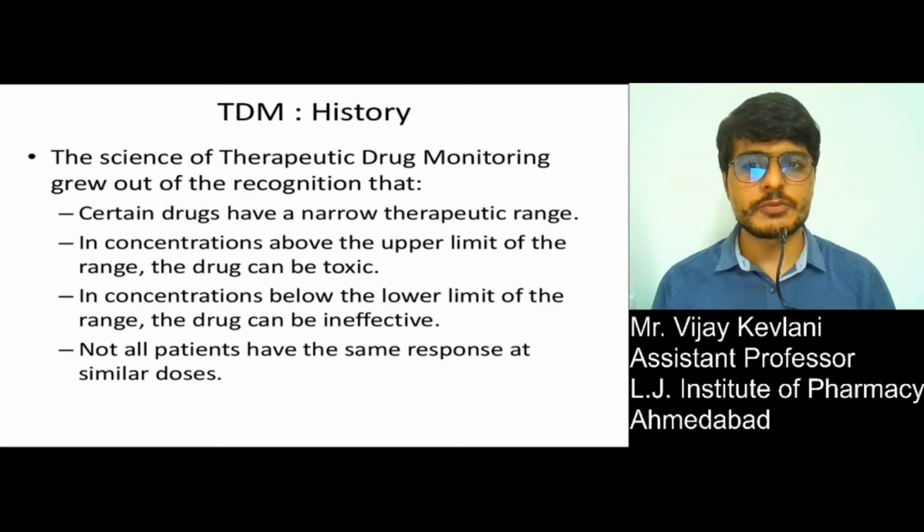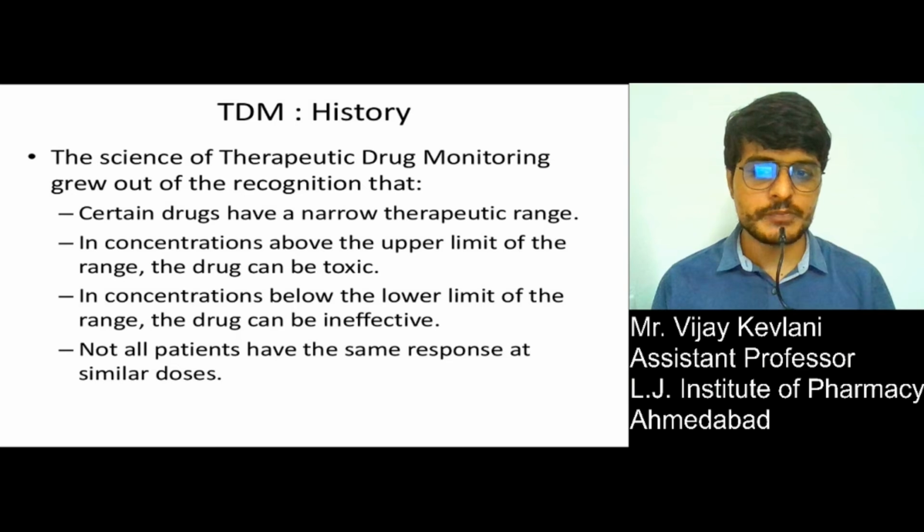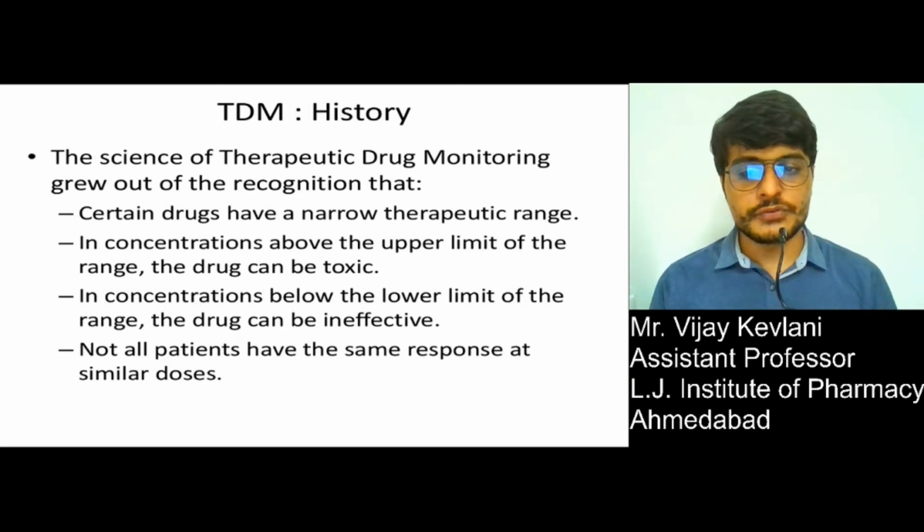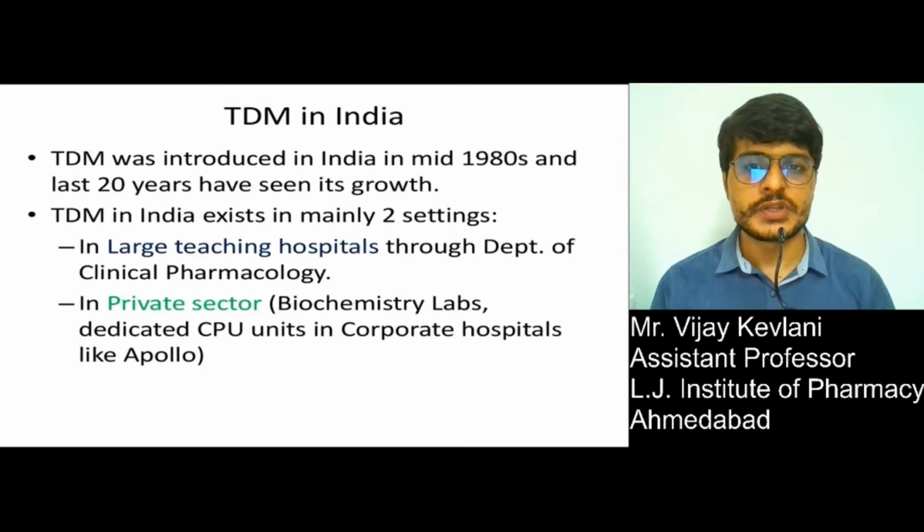History of therapeutic drug monitoring. The science of therapeutic drug monitoring grew out of the recognition that certain drugs have a narrow therapeutic range. At concentrations above the upper limit of the range, the drug can be toxic. At concentrations below the lower limit of the range, the drug can be ineffective. Not all patients have the same response at similar doses.